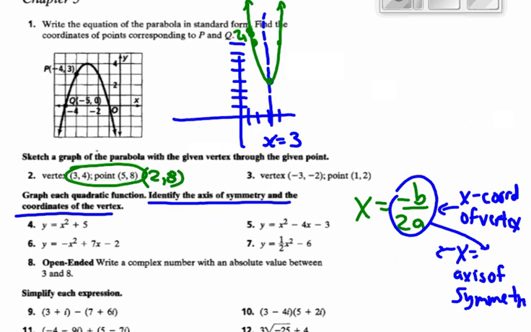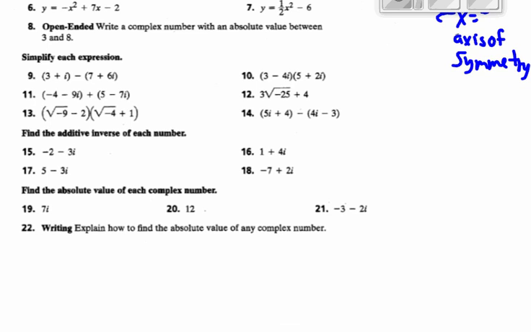Okay. So again, this should be review, and hopefully you're remembering this. Write a complex number with an absolute value between 3 and 8. Remember, a complex number is a plus bi. Oh, okay, you don't have to do this one. Absolute value, what that means is the distance from the origin.